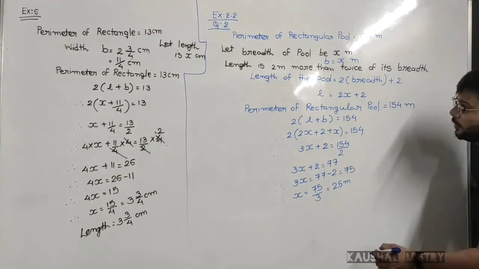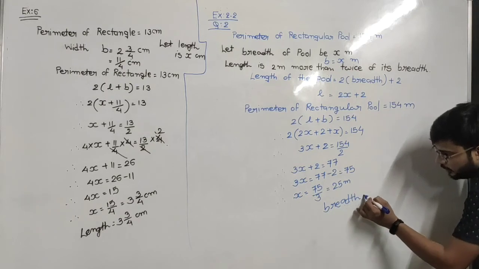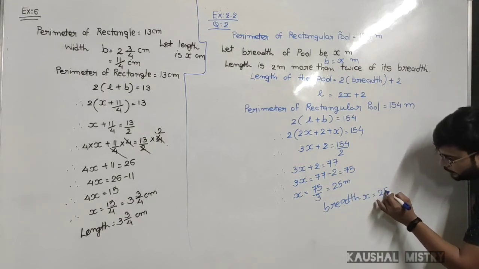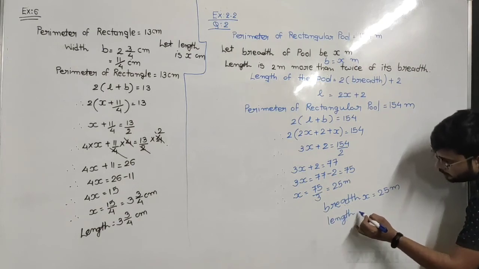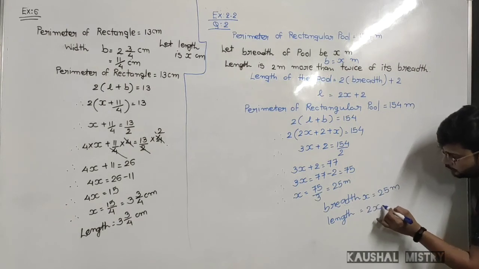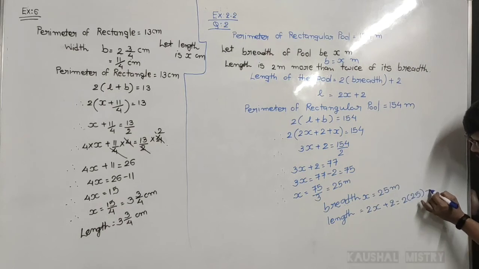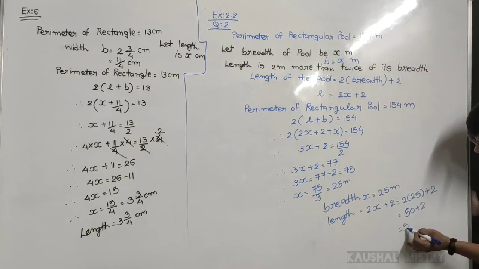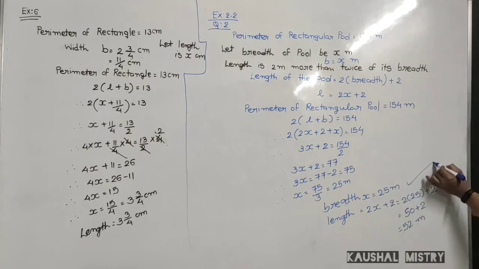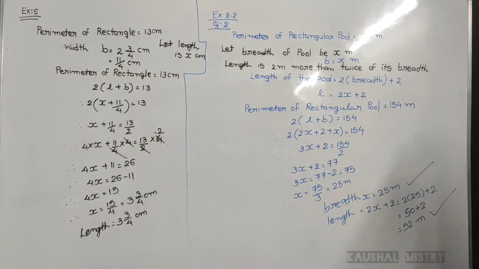So that means the breadth of the pool will be equal to x, and that is equal to 25 meter, and length will be equal to 2x plus 2. That means 2 multiplied by 25 plus 2, right? That is 25 2s are 50 plus 2. So the length of the pool will be 52 meter. That means breadth is equal to 25 and length is equal to 52 meter. These are the required dimensions, right?